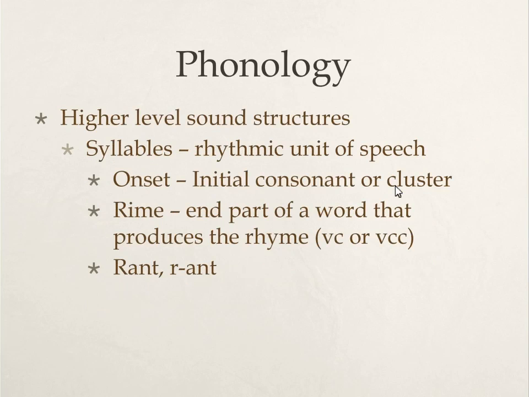So moving from phonemes up the chain in describing language, syllables are rhythmic units of speech. And so syllables are often ways to describe minimal pairs. So the onset is an initial consonant or cluster for a syllable. And the rhyme is the end of a word that produces the rhyme. So rhymes often are vowel consonant or vowel consonant consonant. So if I have rant, you have a ruh and the ant, so I know it should rhyme with other ant words. Right? So this is how we can also have problems though when words' onset rhymes don't match.